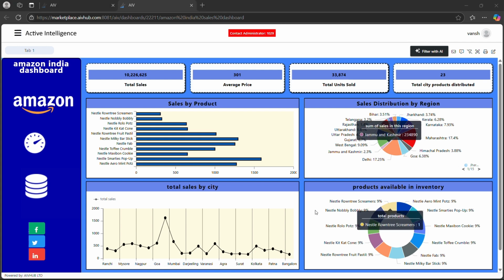In conclusion, this AIV dashboard for Amazon India provides a comprehensive and visual representation of our Amazon India sales data. By analyzing these metrics and visualizations, we can make informed decisions to boost sales, optimize inventory, and tailor our marketing efforts.